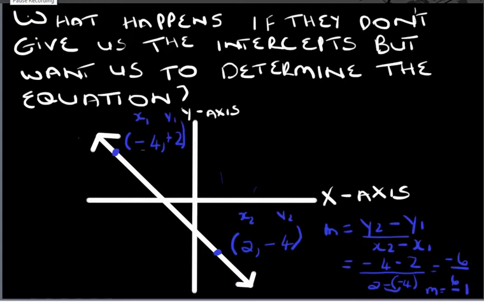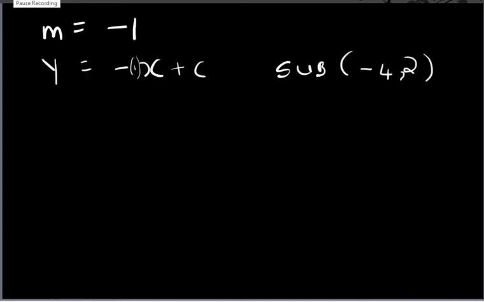However, we aren't done. This only gives us the gradient. We still need to determine the equation. So now that we've got our gradient equal to -1, the equation becomes y is equal to -1x plus c. But please don't forget that we don't write the 1. It's an invisible one. So it will be -x plus c.